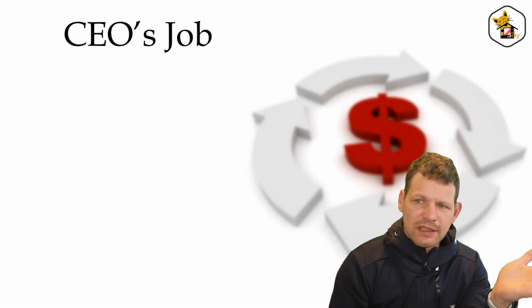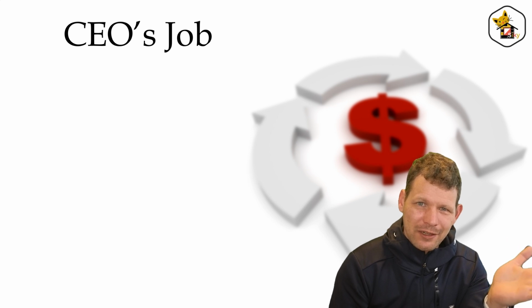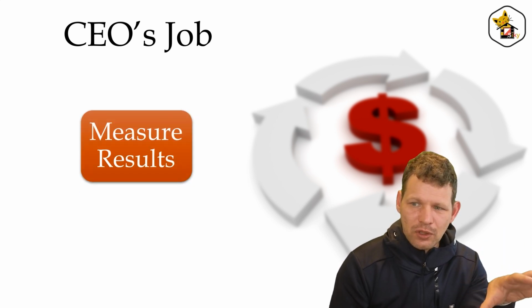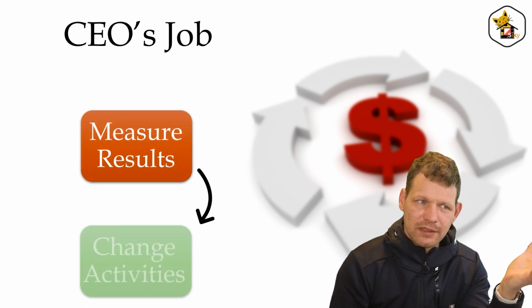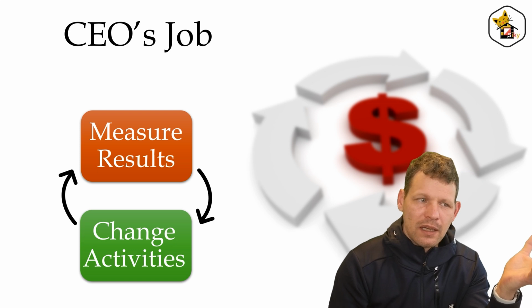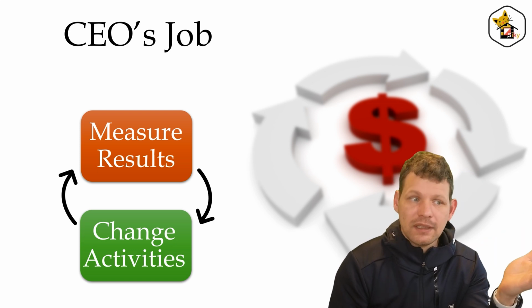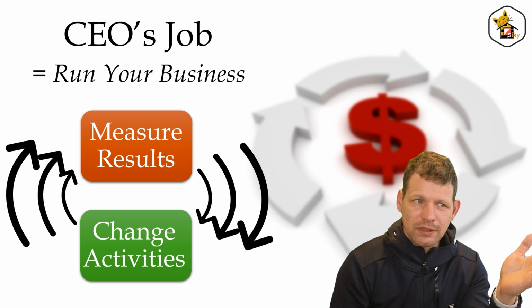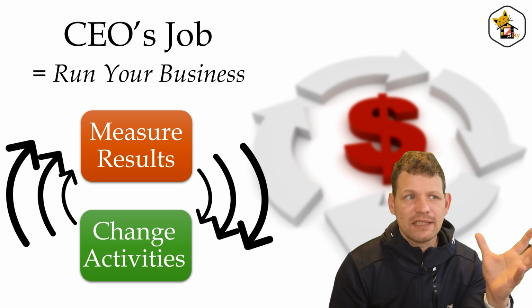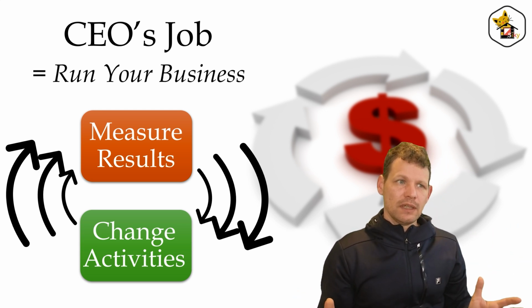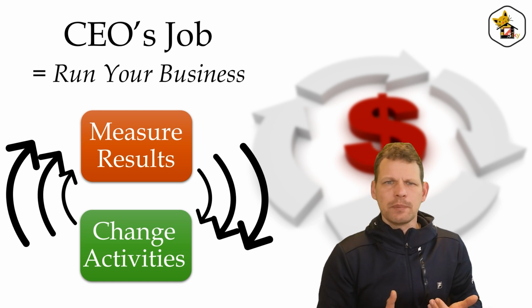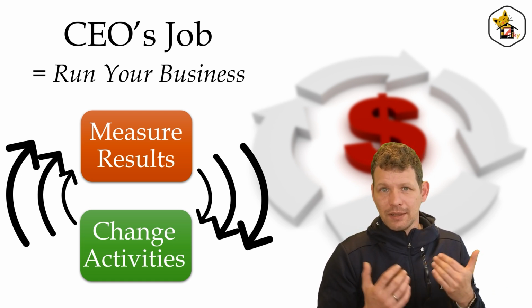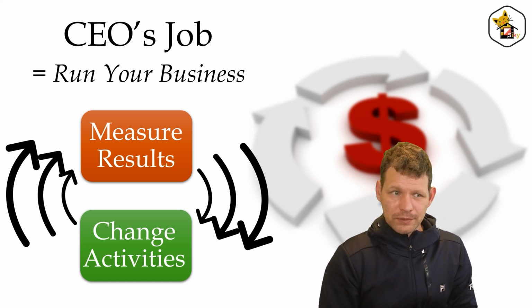So a CEO's job in a company is to measure results and then change the activities. And then after that, measure the results, change the activities. Measure the results, change your activities. So that's the CEO's job. The CEO's job is a little bit different from being the business owner.